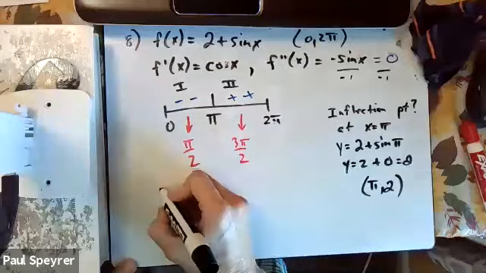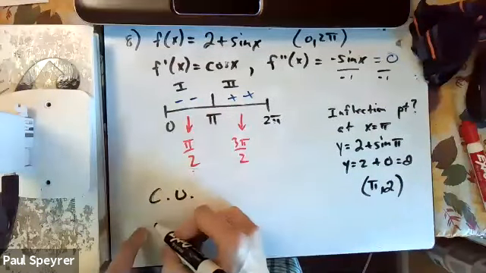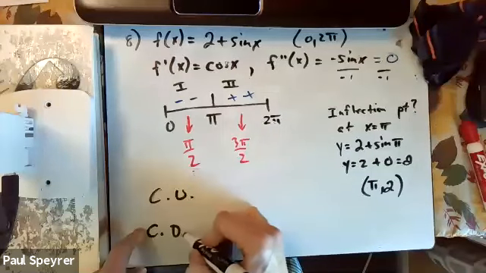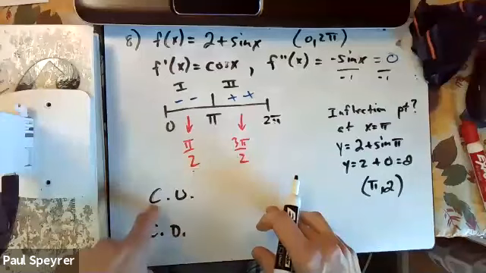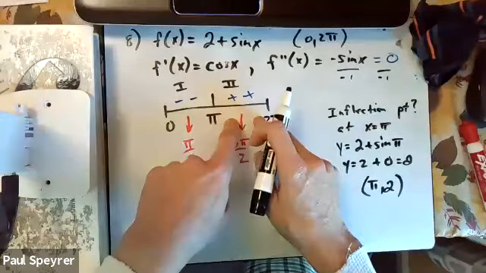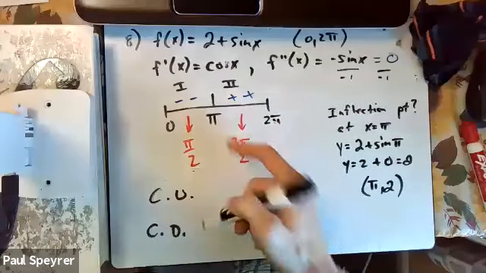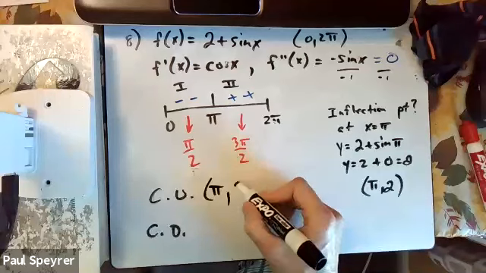I'm just going to put CU for concave up and CD for concave down, okay? Concave up, concave down, concave up, concave down. Where is it concaving up at? Where you have the plus signs. In this case, it starts at pi, right? And it ends at 2 pi.